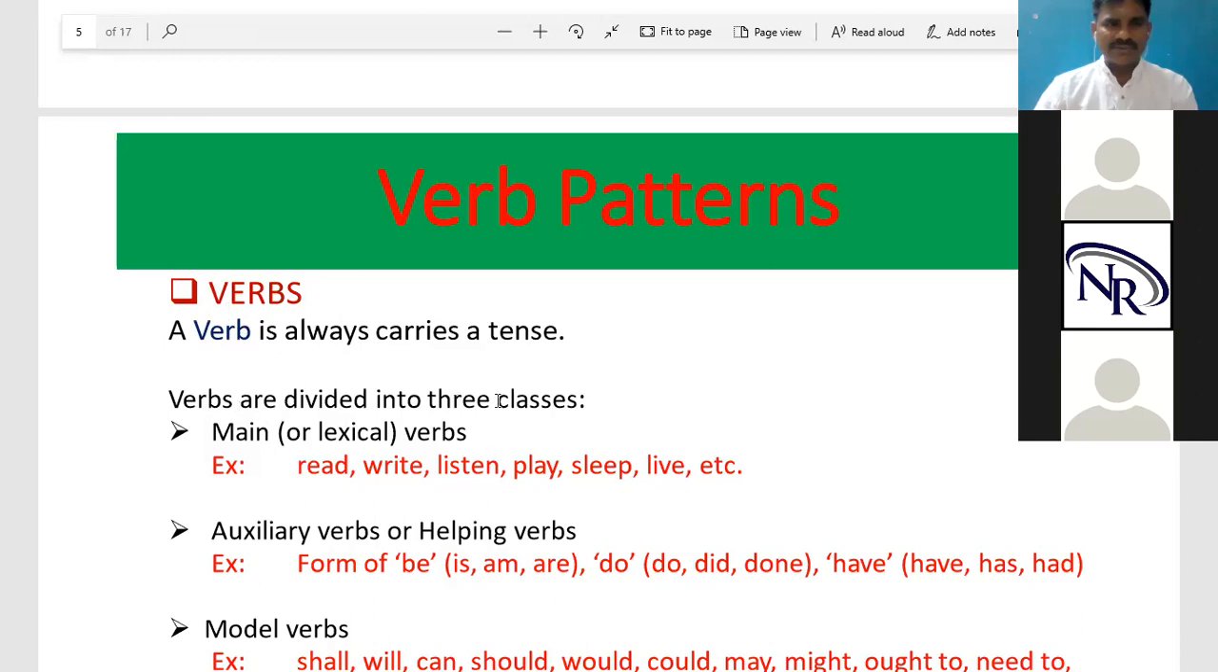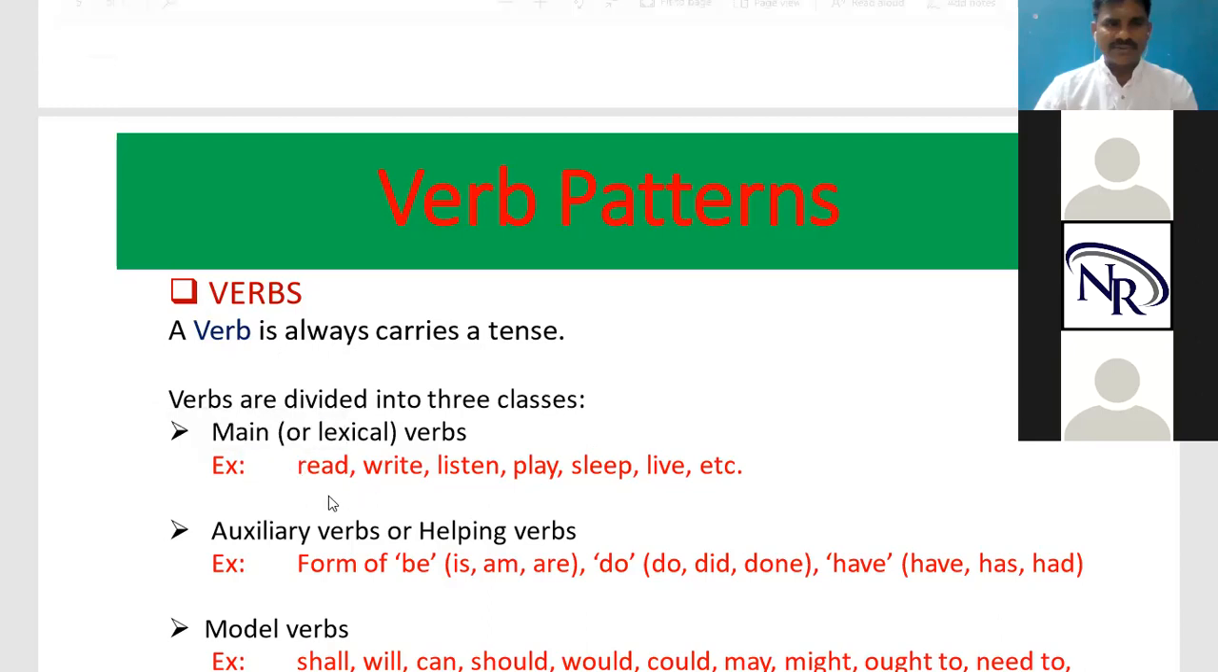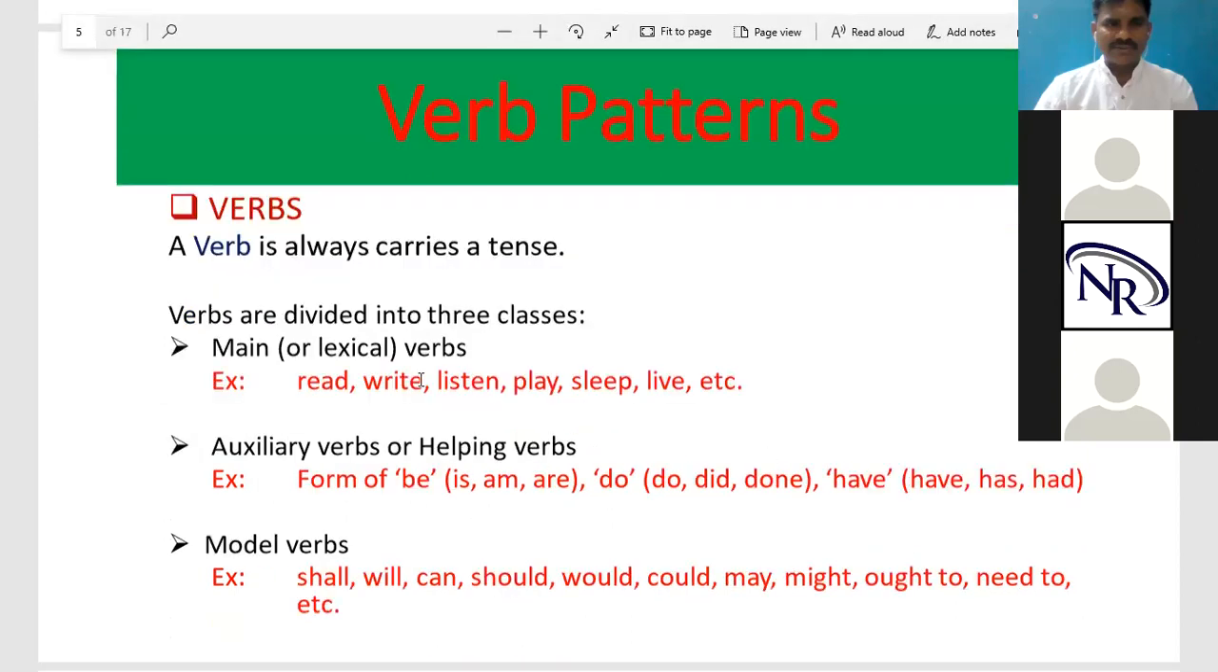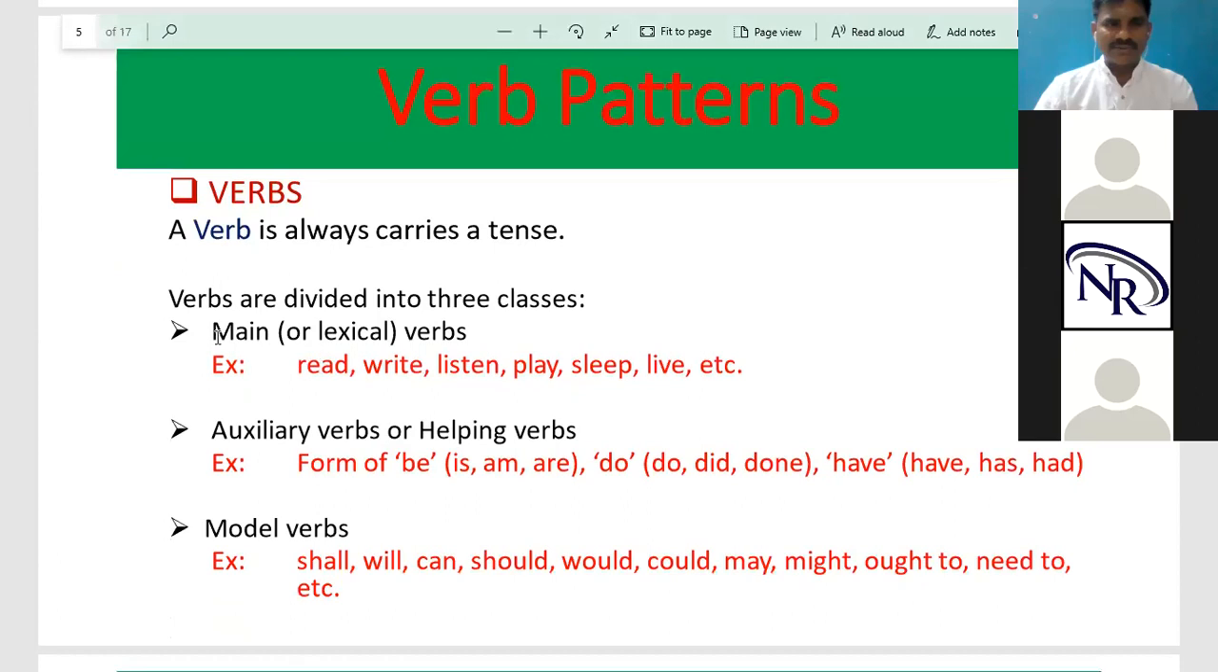Verbs are divided into three classes, three types. First, main verb. Main verb means action verb. Simply: read, write, listen, play, sleep, live, etc. These are action verbs. You can also call them main verbs. Say some actions or some main verbs.